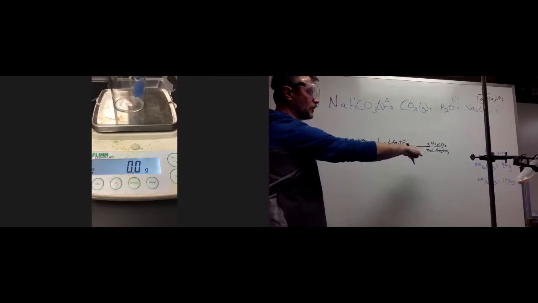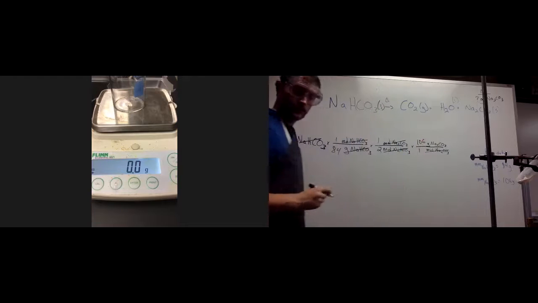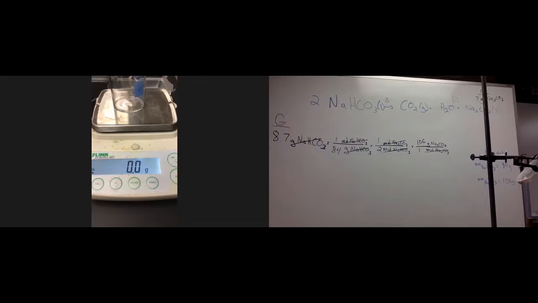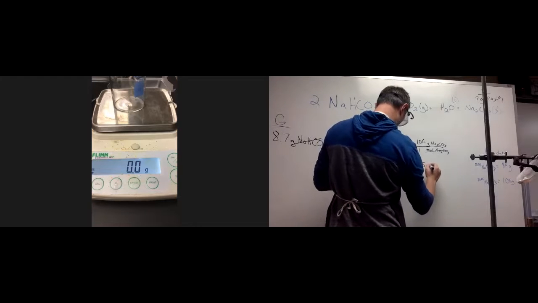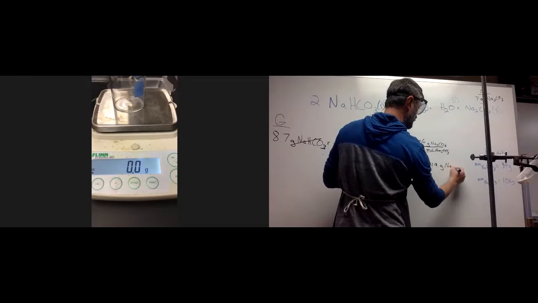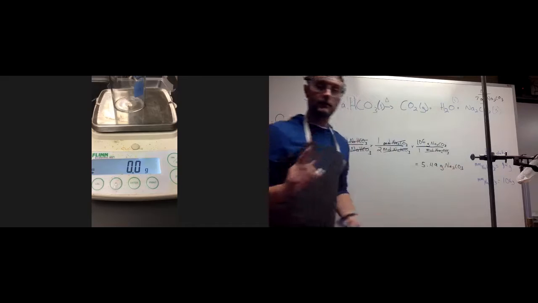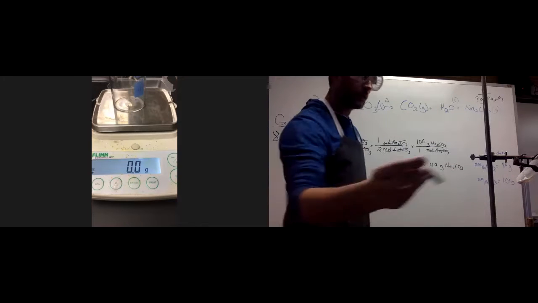Last step, grams and moles, periodic table. I get 106 for the molar mass of sodium carbonate. Okay, so that tells me I should end up with about 5.49 grams of Na2CO3. But remember, I can't mass just the powder that's in here.